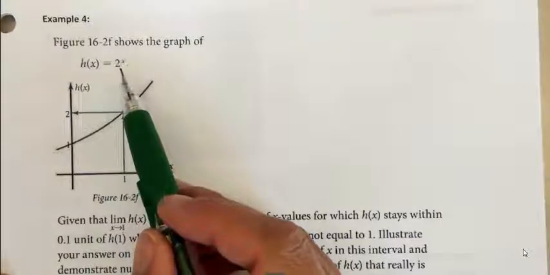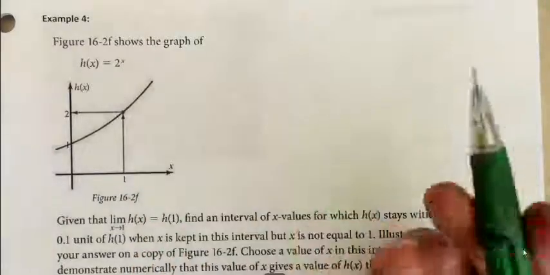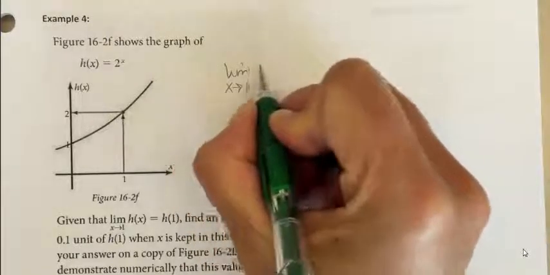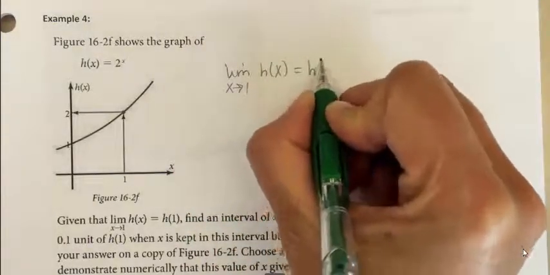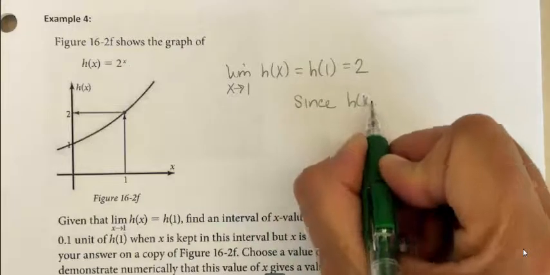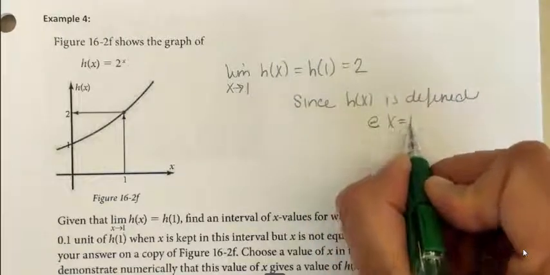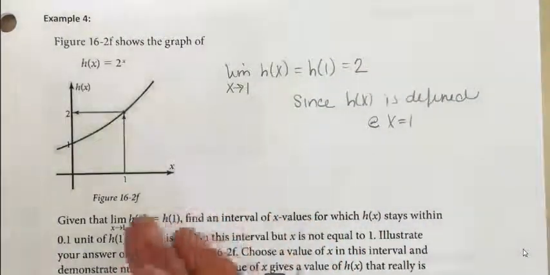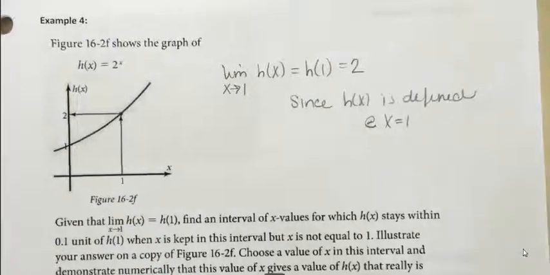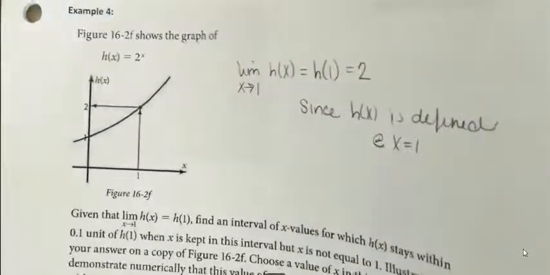Now this is an example of where, if you were given this and you had to find the limit as x approached 1, the limit is actually equal to h of 1 because there's no discontinuity. There's nothing undefined. So I can always say that the limit as x goes to 1 of h of x, for this example, will equal h of 1, which is actually 2, since h of x is defined at x equals 1. So that's the difference between when I can just plug it in and when I'm going to have to do some other algebraic stuff or maybe even graph it to understand where the limit is.